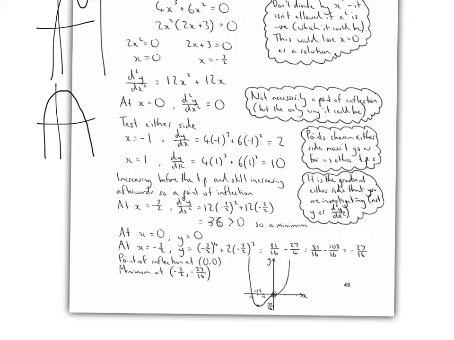So I now need to plug back into my expression for y to get the corresponding y values. For x equals 0, we know it's a point of inflection, and its y coordinate is 0. For x equals minus 3 over 2, we can work out that its y coordinate is minus 27 over 16. And this point is a minimum. So I've got a point of inflection at 0, 0, and a minimum at minus 3 over 2, minus 27 over 16. I've drawn a sketch here.